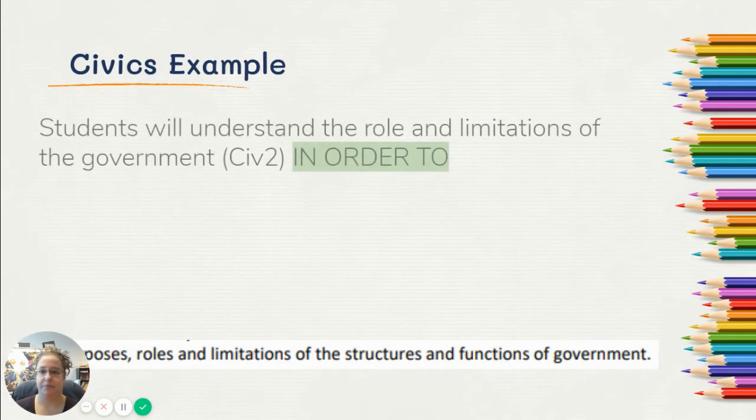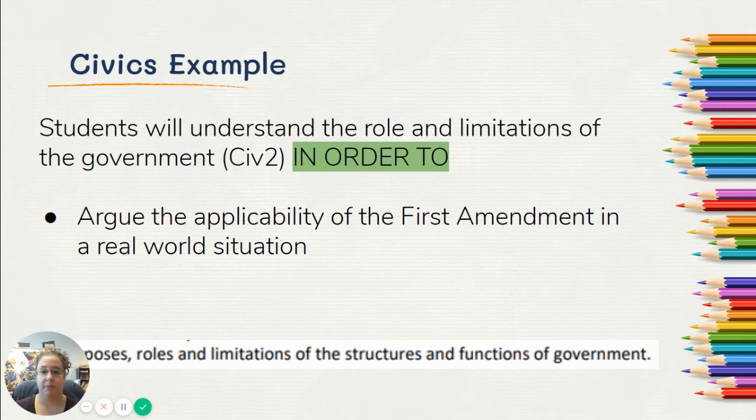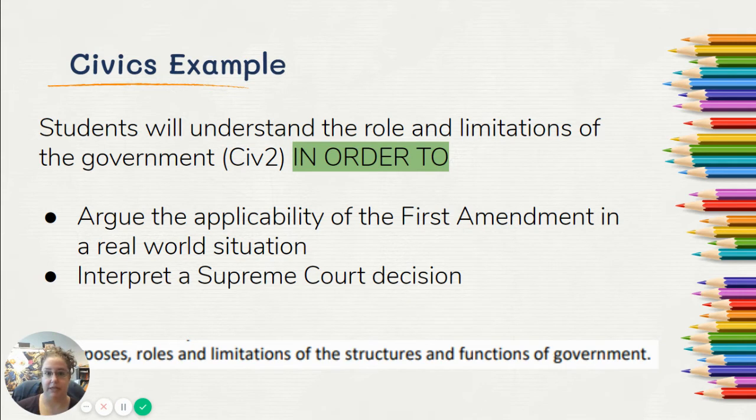A civics example: students will understand the role and limitations of the government, that's Civ 2, in order to argue the applicability of the First Amendment in a real-world situation, and interpret a Supreme Court decision. Obviously, very different levels of DOK, different levels of background knowledge needed, and it is connected, though, to that idea of roles and limitations because I have built a logical sentence that shows my students, here's the flow, and I'm showing myself, here's the flow of how I want this standard to go in my classroom.